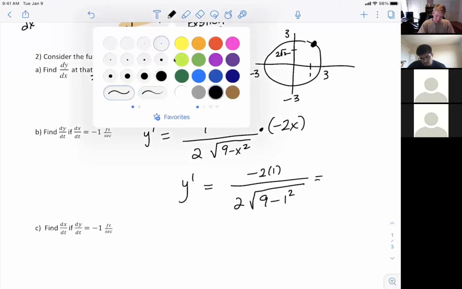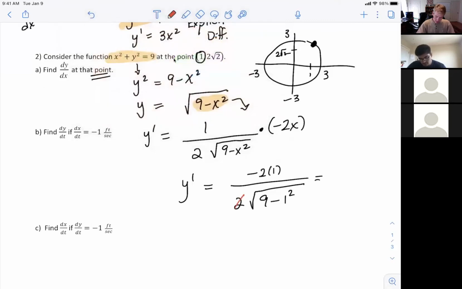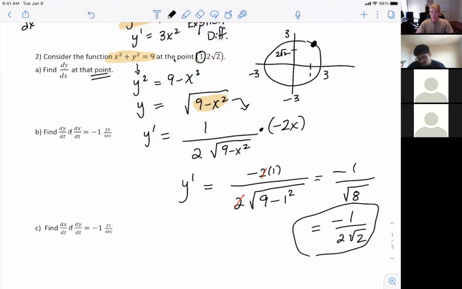And then these 2's could cancel. And it would be negative 1 over the square root of 8. And then square root of 8 could be simplified as 2 radical 2. Does anyone have questions on that one so far?